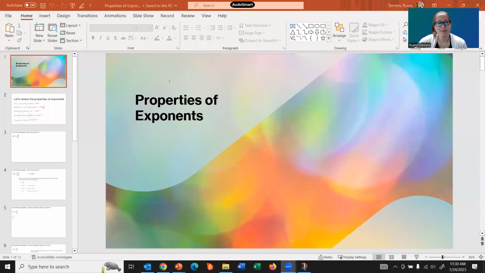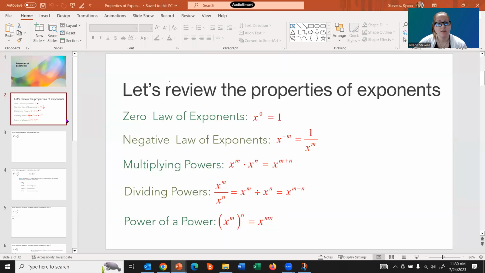Hello, we are going to be discussing properties of exponents. This is going to be a great video to review all of the properties that have been discussed. So we're going to talk about the zero law of exponents, negative law of exponents, multiplying powers, dividing powers, and power of a power properties. We'll see some examples from each one of these properties and how to compare exponents or to solve given the question that we've been provided with.